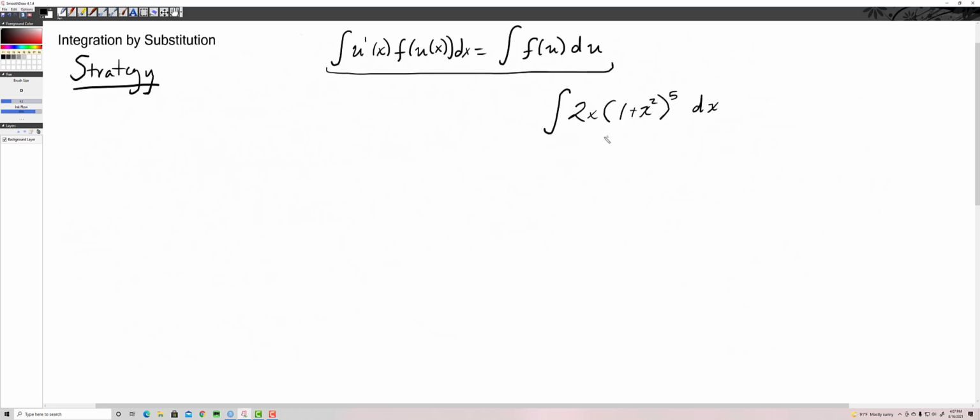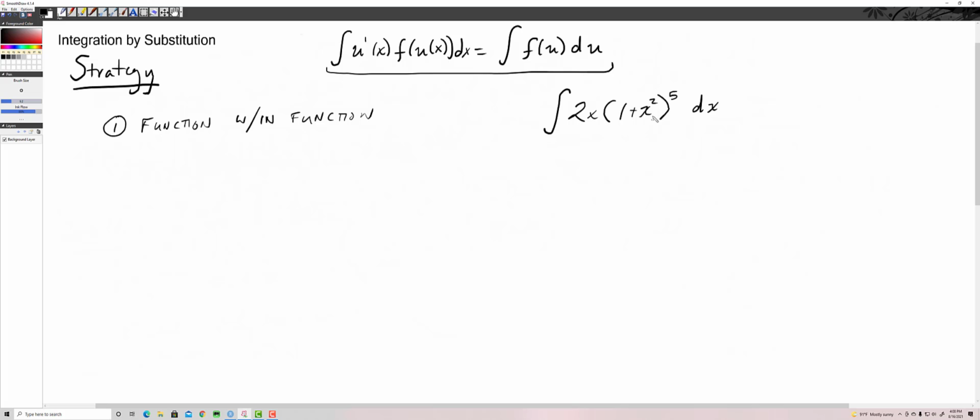What you're looking for when you see an integral, if you're not sure whether you should use integration by substitution, is a function within a function. That's a big part of it. A function within a function. That's a dead giveaway that you should be thinking about substitution. So that's the first thing to look for: function within function.